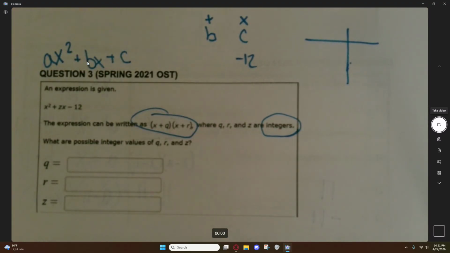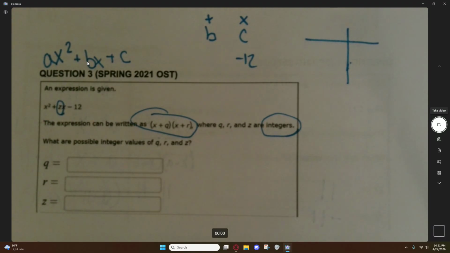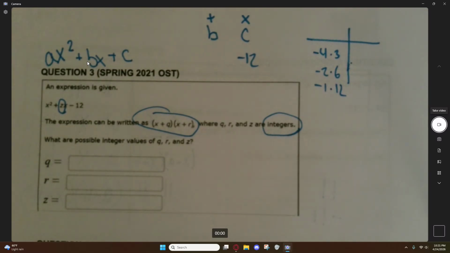So, we need integers that can add to b and multiply to negative 12. B is not given to us. So all we have to realistically do is just pick two things that multiply to negative 12. What's two things that multiply to negative 12? Well, there's negative 4 and 3. There's negative 2 and 6. There's negative 1 and 12. And obviously you can put the negative in front of the other.